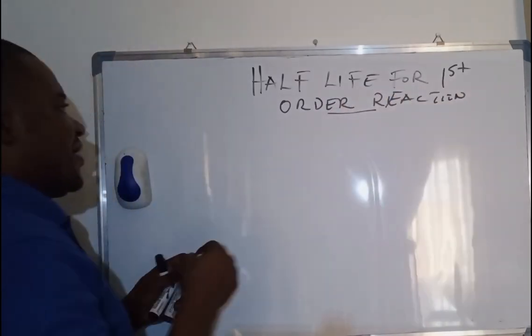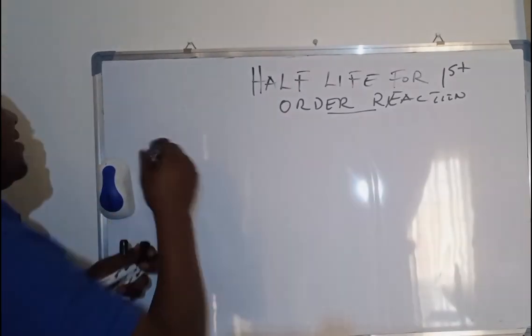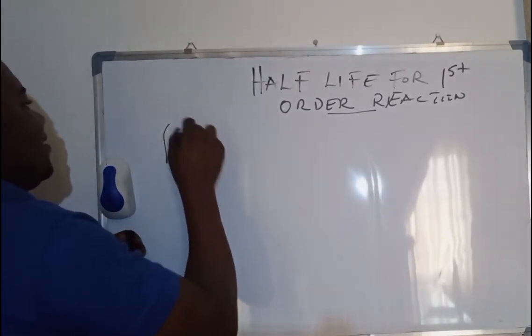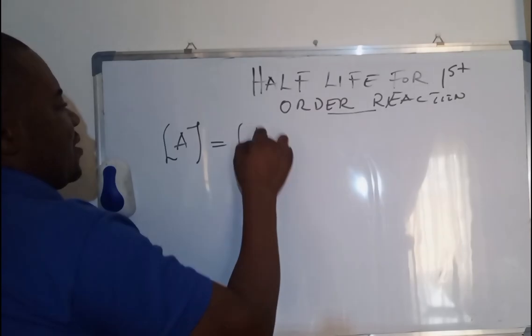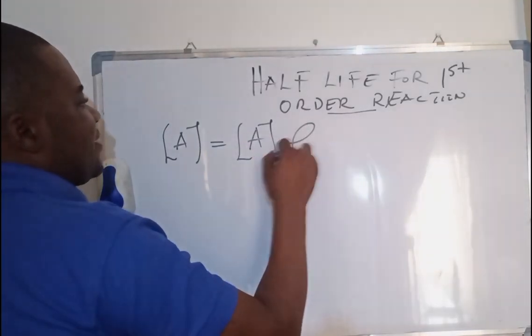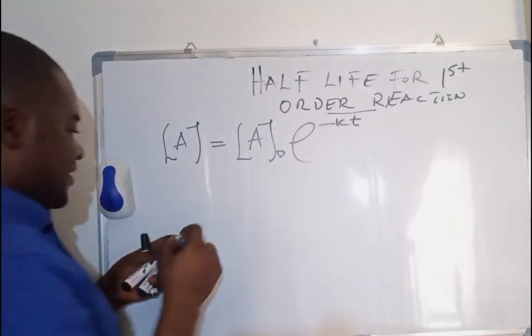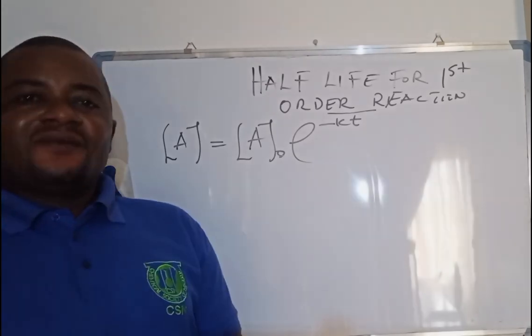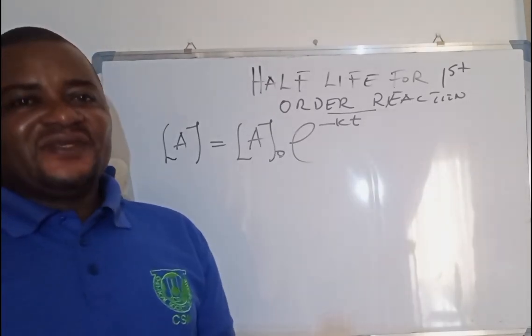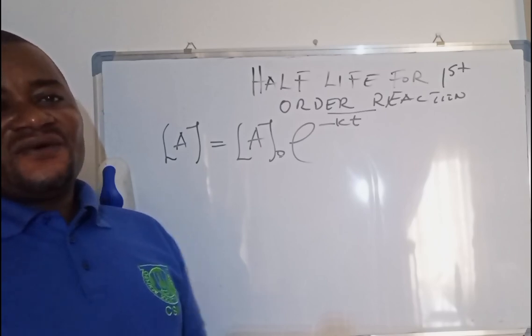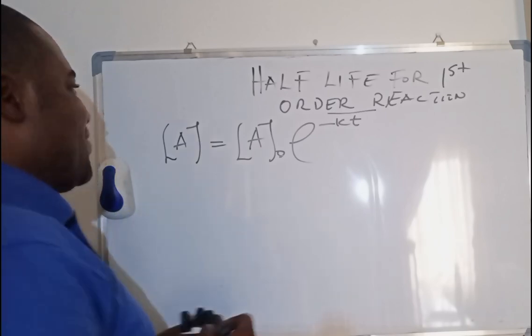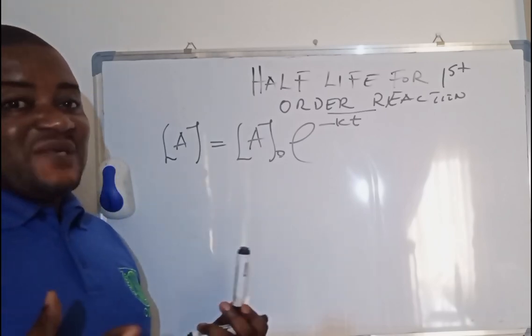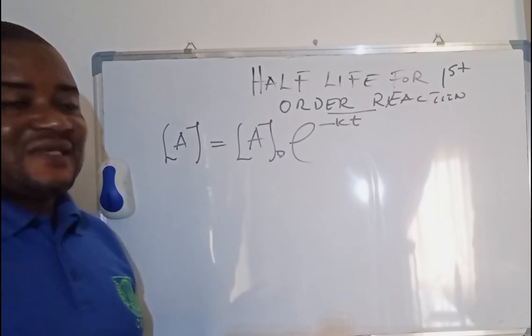Half-life for a first order reaction, and I have started by saying that we have A is equal to A0 to the exponent of minus kt. This equation is the first order rate law or rate equation for first order reactions. Now from here the half-life can be simply calculated or determined.